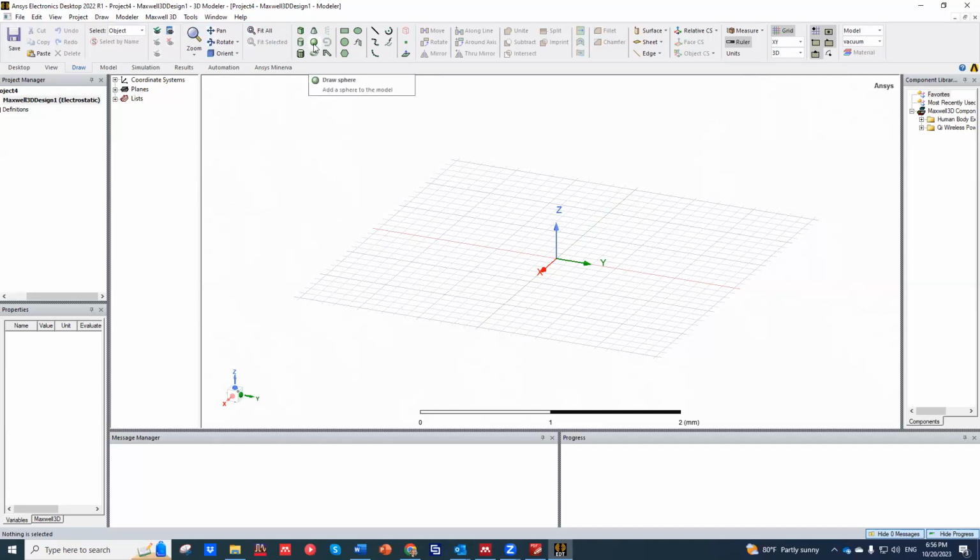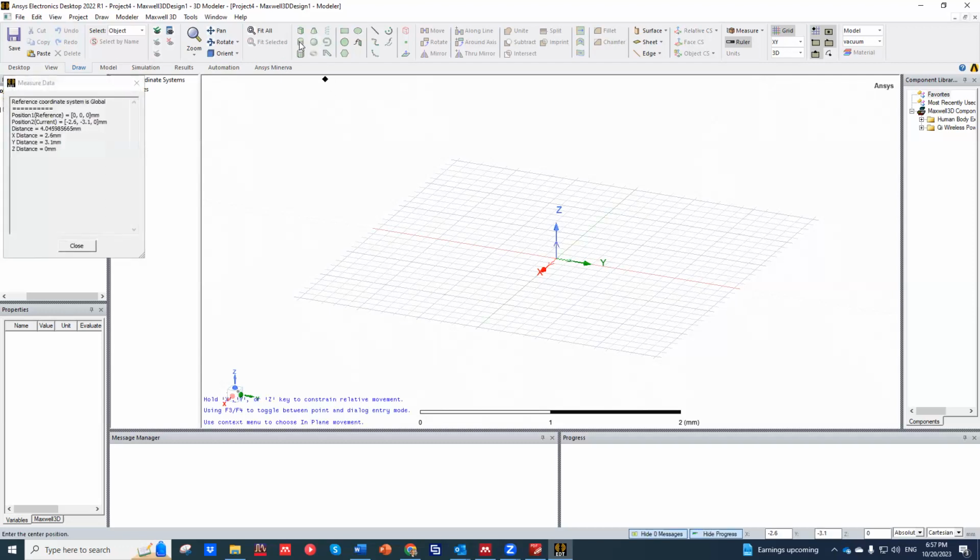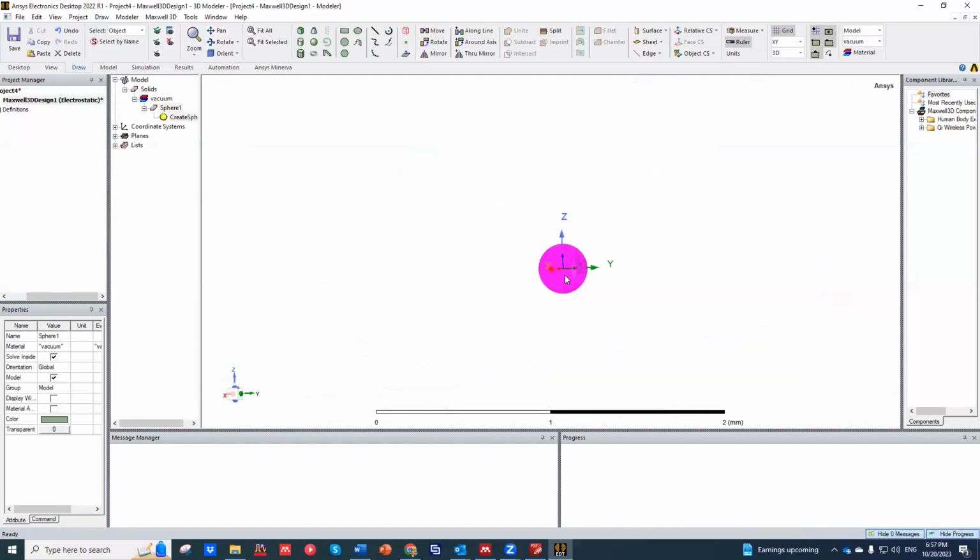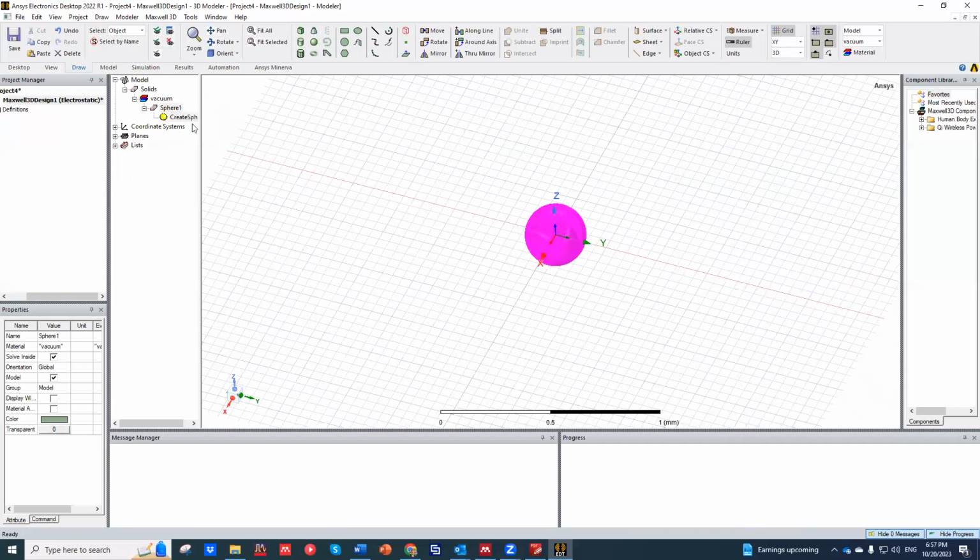Then first I draw the structure, and my structure is going to be just a small dielectric sphere charged with some charge. So I click this sphere in the drawings, then set the origin, or the center of the sphere, to the center of the coordinate system and give it some radius and click it again. So it gives me this nicely looking sphere.